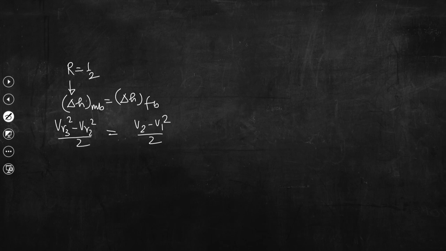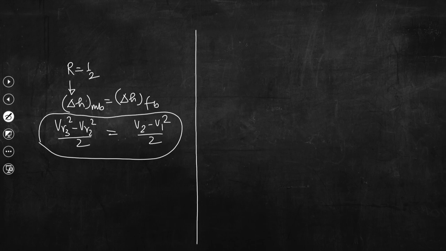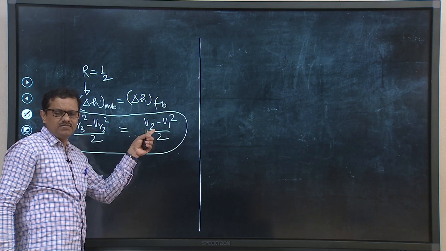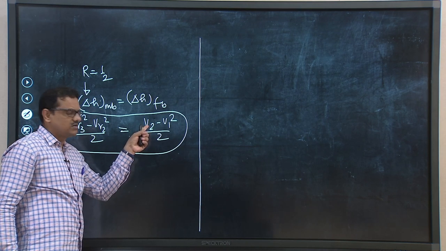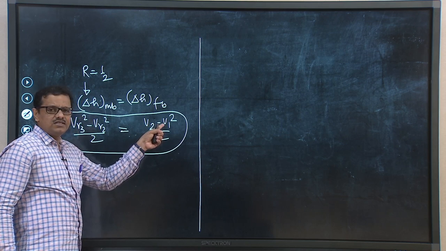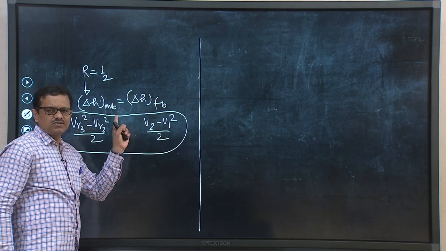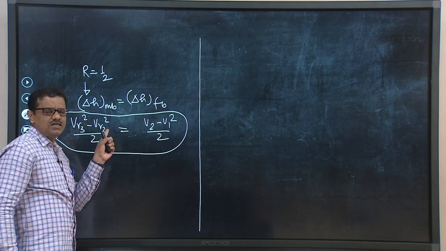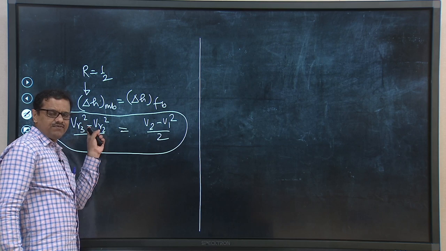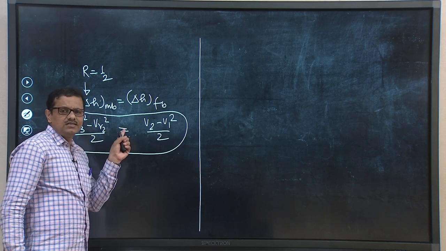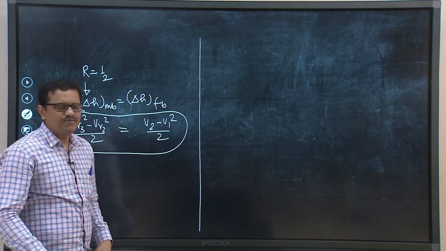So basically, for this particular case, if we try to draw the velocity triangles now, v2 and v1 are the absolute velocity of steam. v2 is the absolute velocity of steam leaving the first row of nozzles, and v1 is the absolute velocity of steam entering the first row of nozzles. v r3 and v r2 are the relative velocity of steam. v r3 is the relative velocity of steam leaving the first row of moving blades, and v r2 is the relative velocity of steam entering into the first row of moving blades.